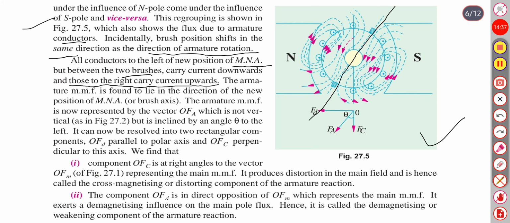Here these are carrying current downward and these are carrying current upward, shown by dot and cross. The armature MMF is found to lie in the direction of the new position of MNA or brush axis.